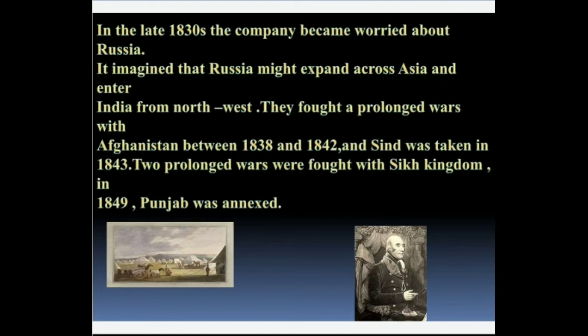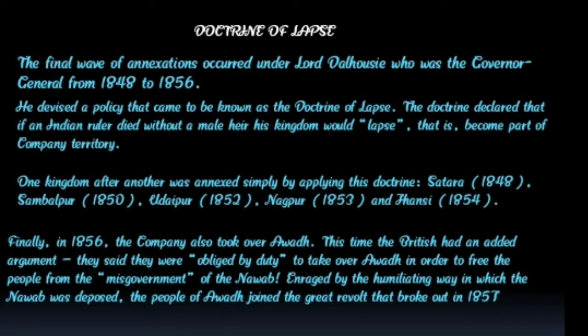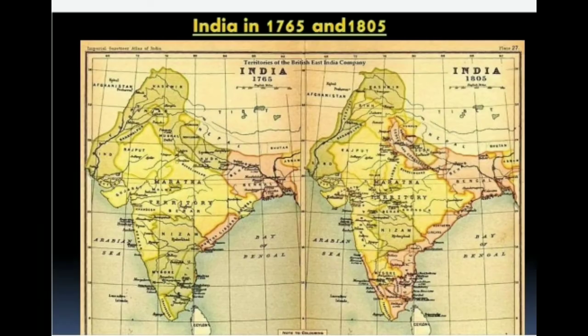In 1843 Sindh was annexed. In 1849 Punjab was annexed. The Doctrine of Lapse is a policy which was devised by Lord Dalhousie, who was the Governor General from 1848 to 1856. The policy tells that if an Indian ruler died without a male heir, his kingdom would lapse, that is, become part of the company territory.